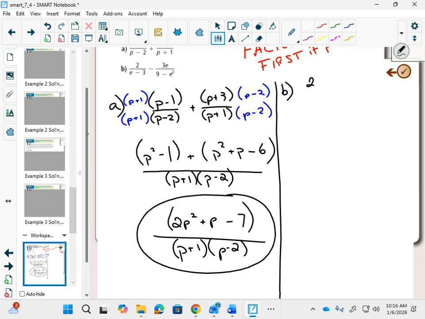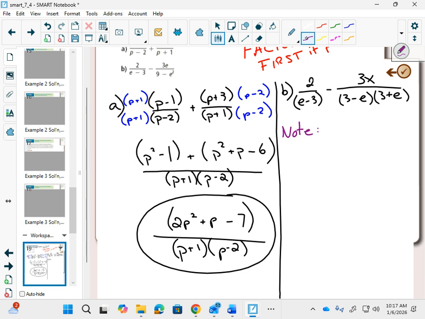In B, this is a difference of squares. This I'll add brackets. If you have a different color pen, take out that different color pen, I'm going to use purple. Write this in a different color.